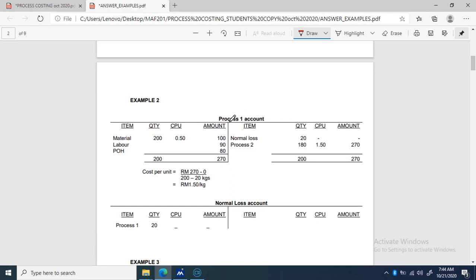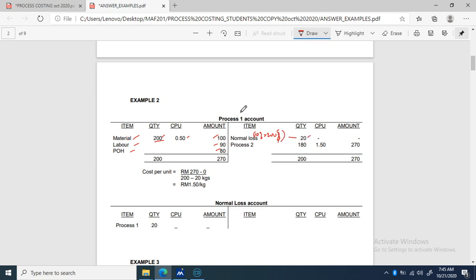Okay, so the process 1 account. Referring back to example 1, we have material, quantity of input 200 kg, the amount 100, labor 90, and production overhead 80. The credit side is the normal loss. Normal loss is 10% of input. Input is 200, so 10% of input 200 kg is 20 kg.